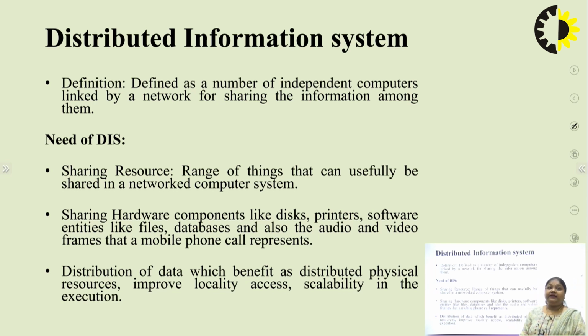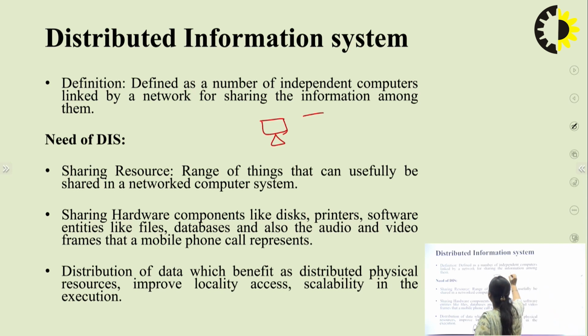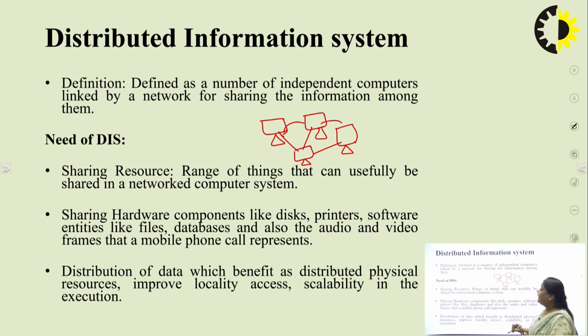It can be defined as a number of independent computers linked by a network for sharing the information among them. So, multiple systems that are linked by a network, and these systems share the information and resources. Okay. So, what is the need of a distributed information system?